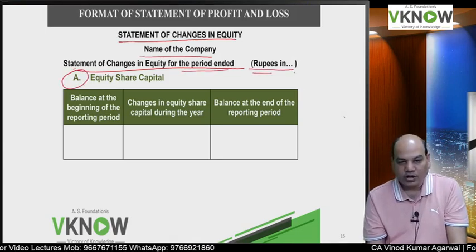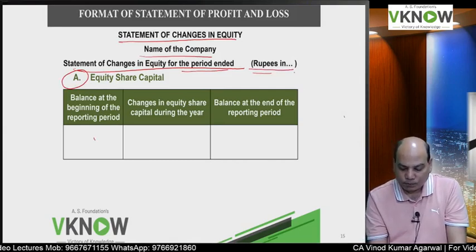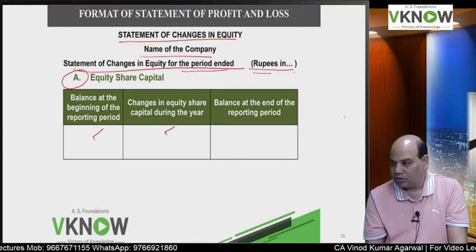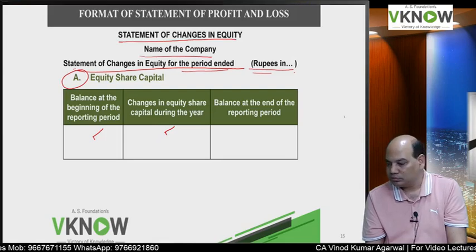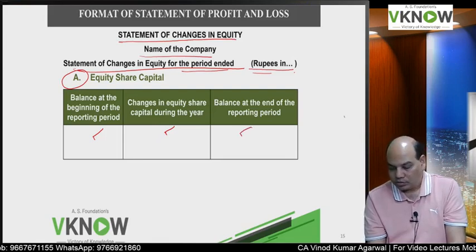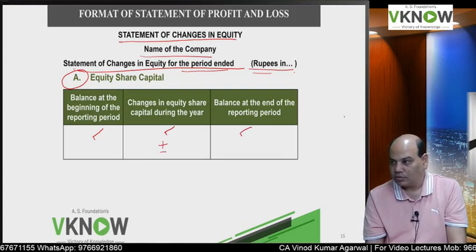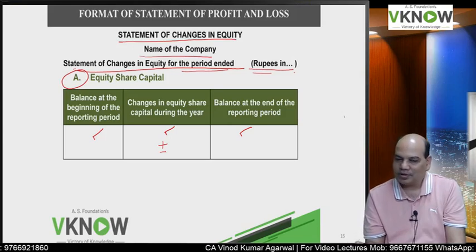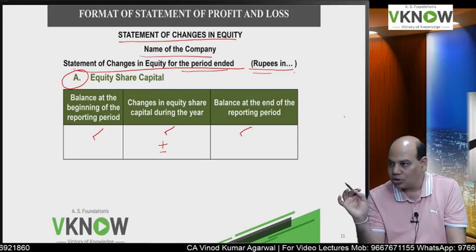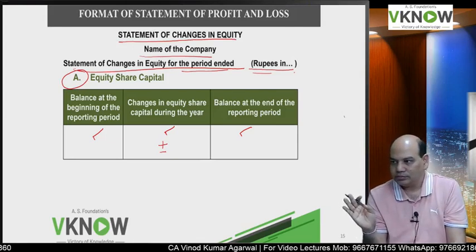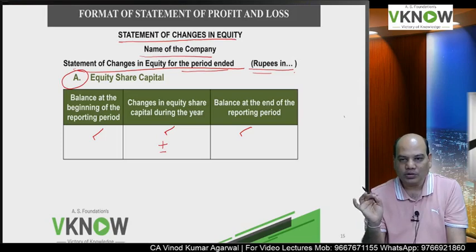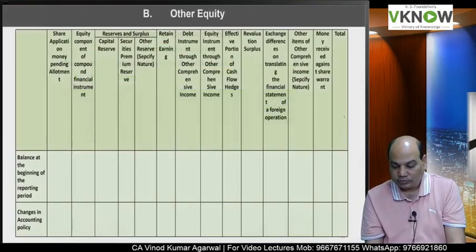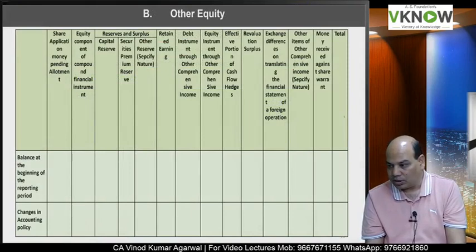One is equity share capital, where you will write opening balance, any changes during the year, and closing balance. So changes means plus minus: fresh issue, add; buyback, less; bonus share, add; conversion of debenture into equity, add. And there are some disclosures also which I will tell you later. What are the disclosures to be given for equity share capital? This is a big format, other equity.